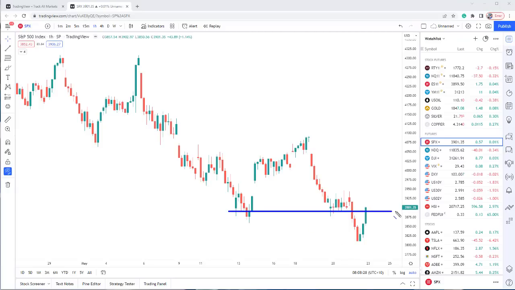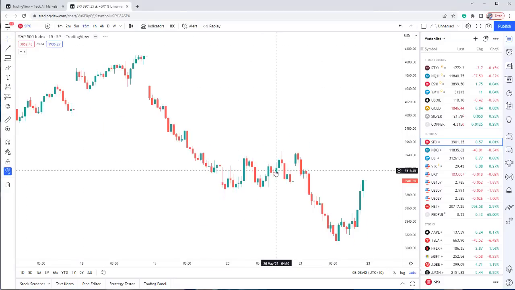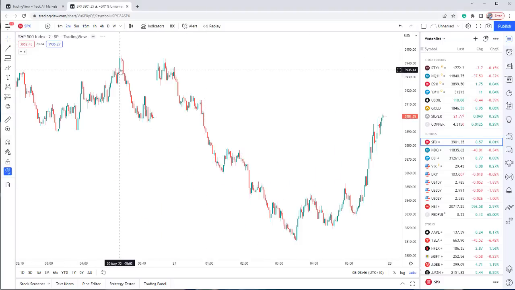I'm noticing this level here is indeed a level where the market definitely had a drop down. And oh wow, look at that. That actually could have been a trade there. Ooh, look at that.